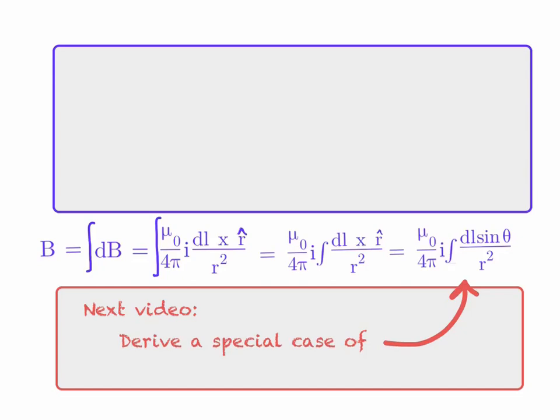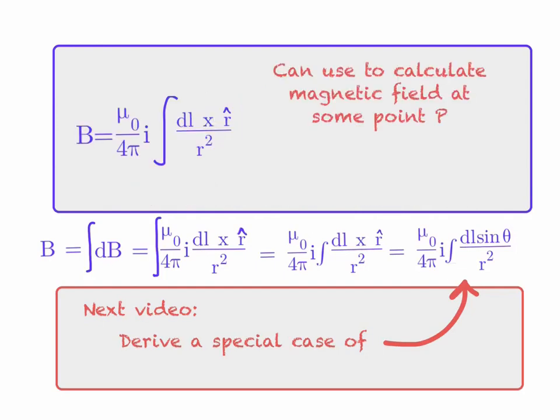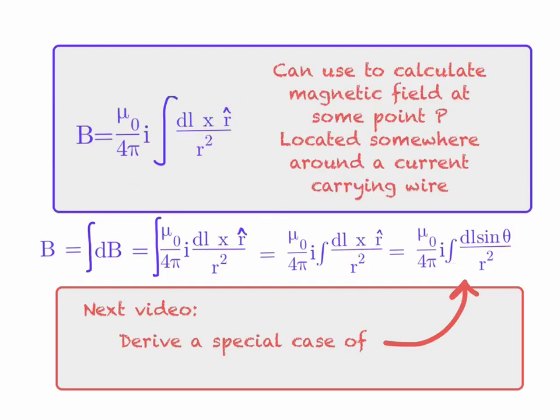But in this case here, we have the vacuum permeability constant over 4 pi, so a constant, times I. Now that's the major idea. I and B are directly proportional. More current, more magnetic field. And then I'm going to integrate dl cross r hat, or dl sine theta, over r squared. And I can use this now to help me figure out the magnetic field at some point P away from some current carrying material. Come back to the next video and we will take a look at a special case of this Biot-Savart law.